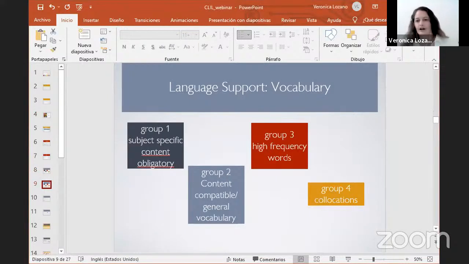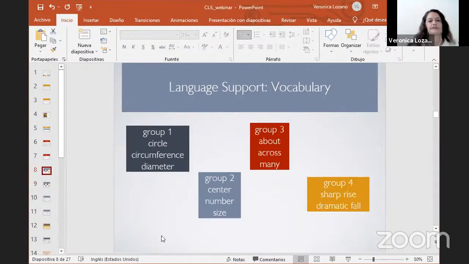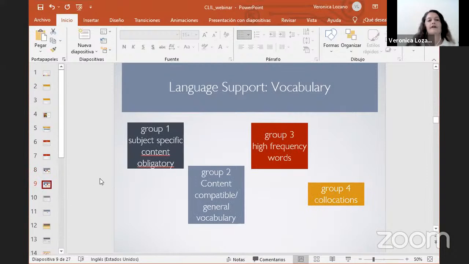There. Okay, so let's look at this. Group 1, that would be your subject specific or content obligatory words. Let's go back and look at the words. Circle, circumference, diameter. Very, very specific of a math lesson. Then we can look at a different group of words, and it says content compatible general vocabulary.